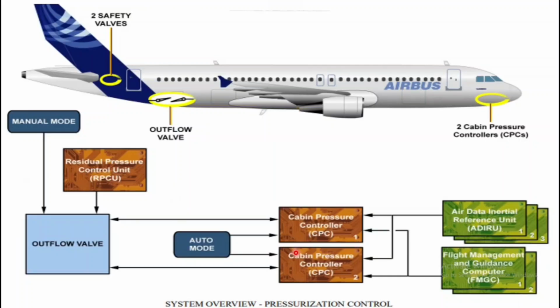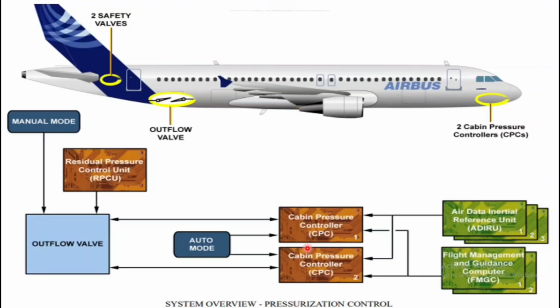So there are two automatic pressurization systems. Each CPC has its own electric motor, making up one system. Only one system operates at a time, with the other system acting as a backup in case of failure. If you open the ECAM page, pressurization system, you will find it written system 1 and system 2. System 1 means CPC1 is controlling, system 2 means CPC2 is controlling.